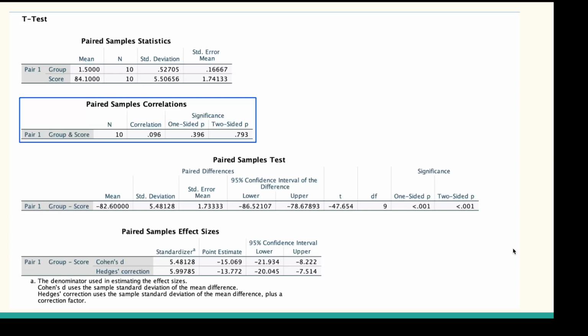But if we want to go into greater detail, Cohen's d is a standardized measure of effect size, as we already know, that indicates the difference between two means in terms of standard deviation units. It's calculated by dividing the mean difference by the standard deviation of paired differences. The point estimate for Cohen's d in this case is 5.48128. This means that the mean difference between the paired samples is 5.4812 standard deviations.